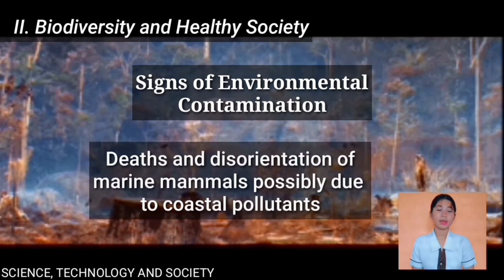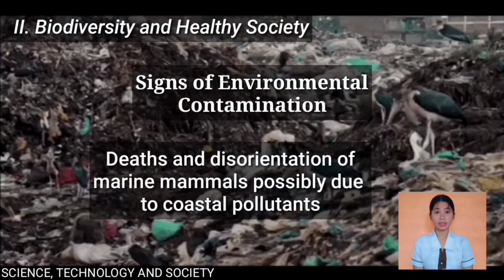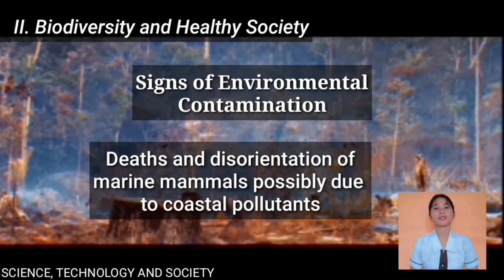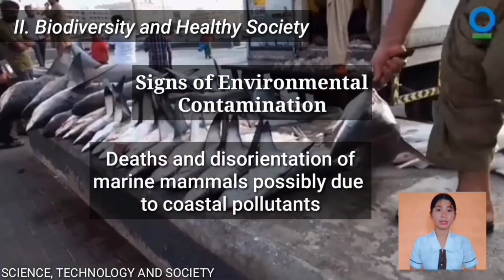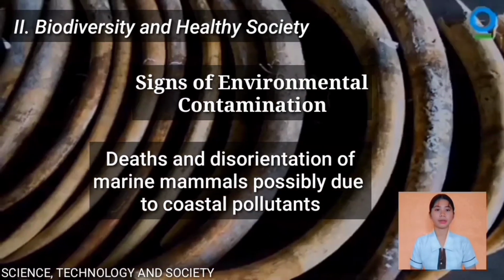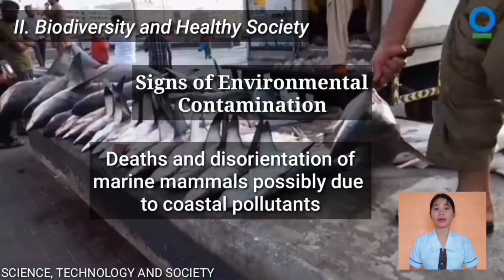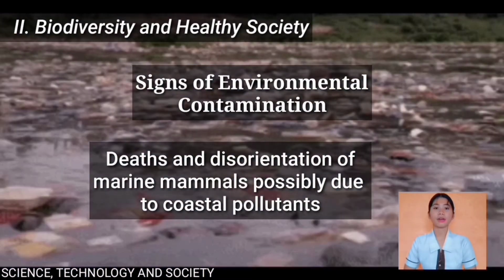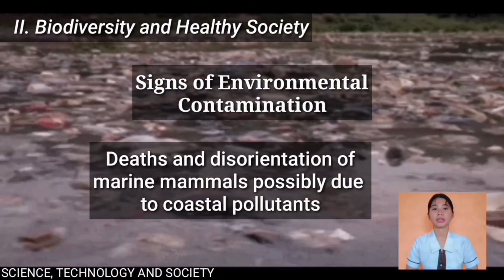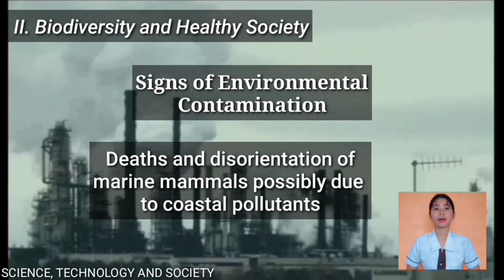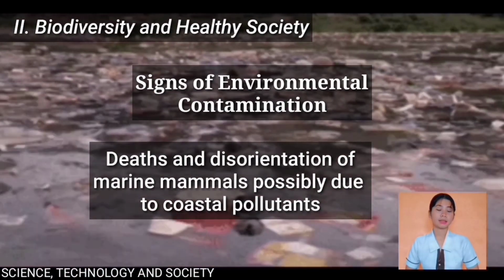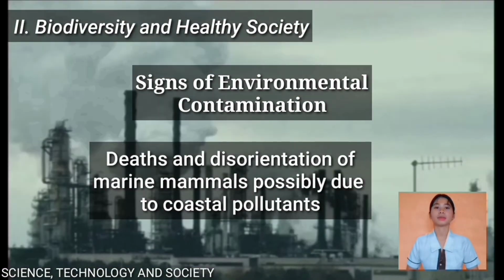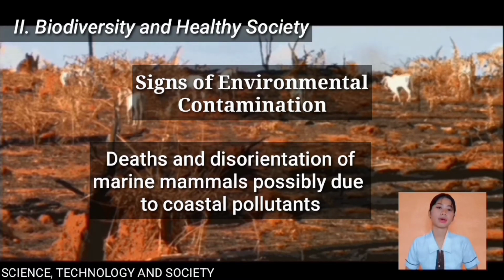Next is the death and disorientation of marine mammals, possibly due to coastal pollutant runoff. Examples of these mammals are whales and tortoises, which are seen in the coastal areas in some nations. Coastal areas are being polluted. In such cases, there are lots of algae and other things present in that area. It harms their system as they take in products like plastics, pesticides, and other harmful things that are present in the coastal area.